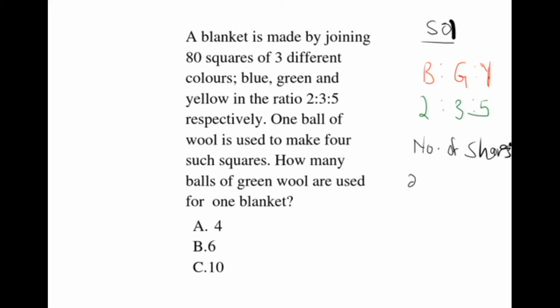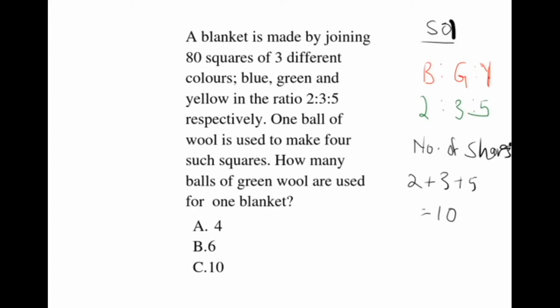The number of shares here is 2 plus 3 plus 5. The number of shares here is 10. Then from there, the question asks us how many balls of green wool. Green is 3/10. Three over 10 of 80, because we are told that we have 80 squares of 3 different colors. Therefore, we have 3/10 of 80. Then from there, simplify. 0 will cancel 0. 3 times 8, 24.